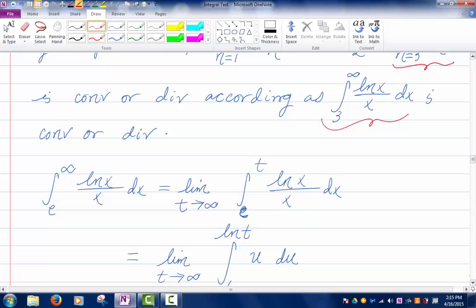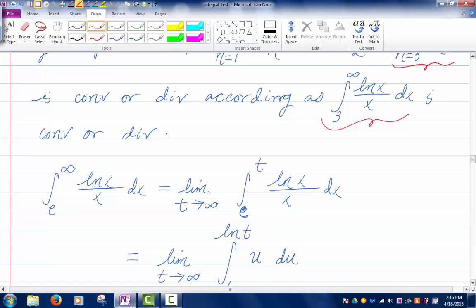Why? The integrand is positive, right? So if I start a little bit earlier, the lower limit, it's even better. So why am I using e and not 3? I could have used 3. I'm using e because ln of e is 1, ln of 3 is, I don't know, use the calculator, right? So I'm going to use e. So the integral of ln of x over x: limit as t goes to infinity, integral from e to t of ln of x over x.